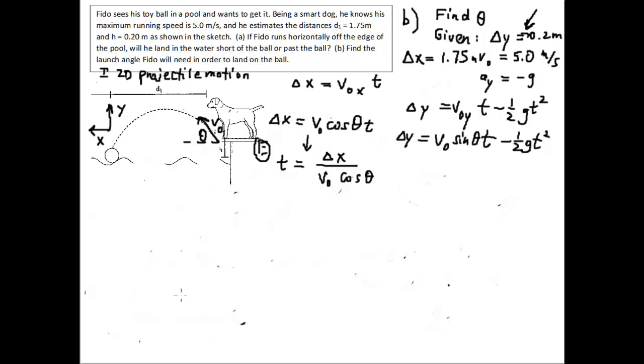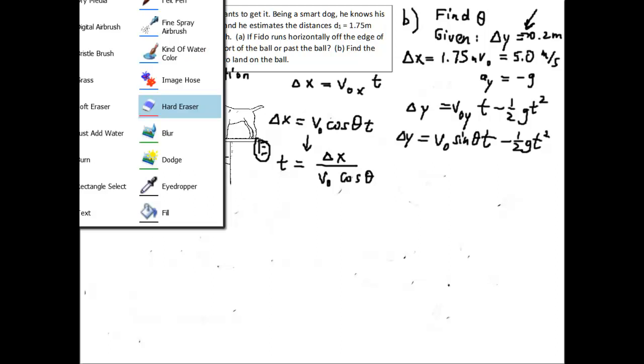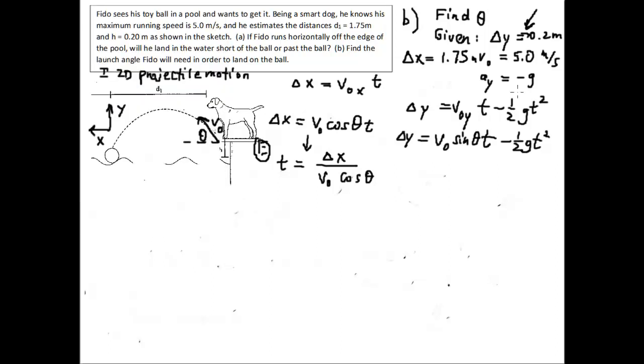So what we find is we're rewriting the delta y equation, but then we're subbing in the value for t into the delta y equation. So how does that work?